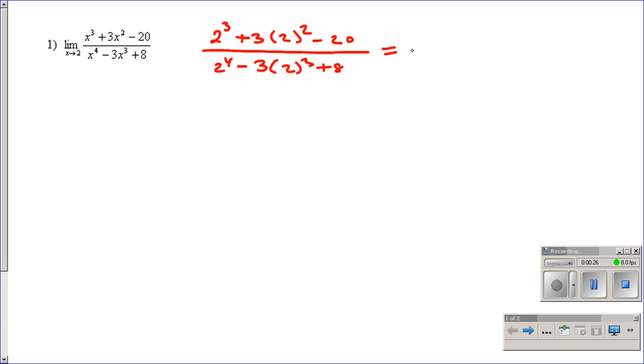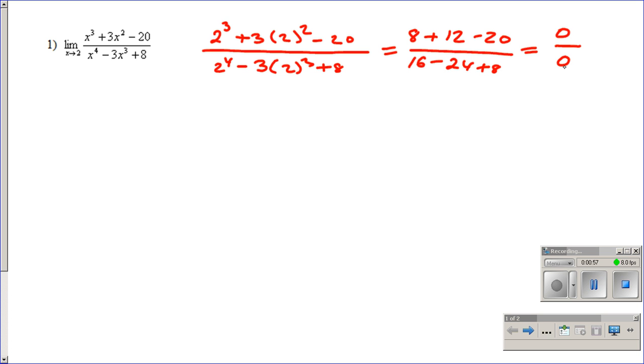Remember that you can also use synthetic division to find the value as well. So you get 8 plus 12 minus 20 over, and then we get 16 minus 24 plus 8. If you make an arithmetic mistake, unfortunately you're going to miss the whole point that it's going to be a 0 over 0 limit, so you have to be really careful here. So you end up getting 20 minus 20, which gives you 0, and in the bottom you get 24 minus 24, which is also 0.